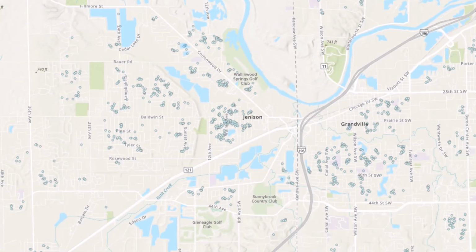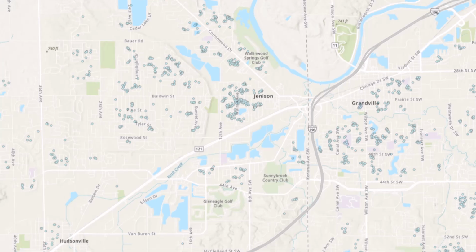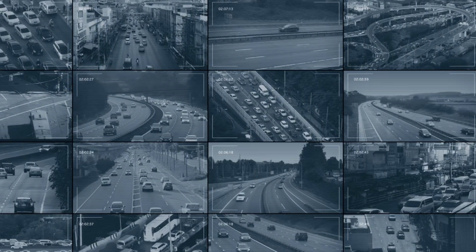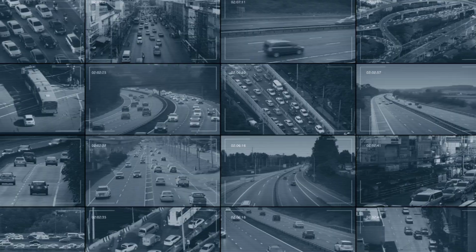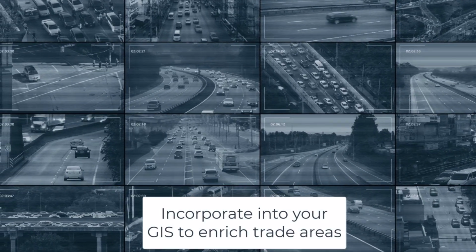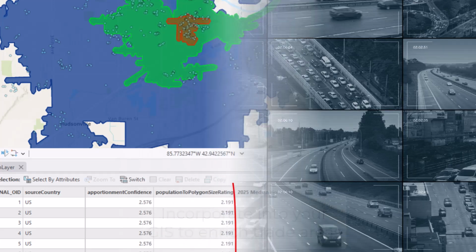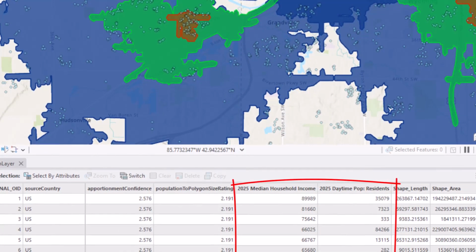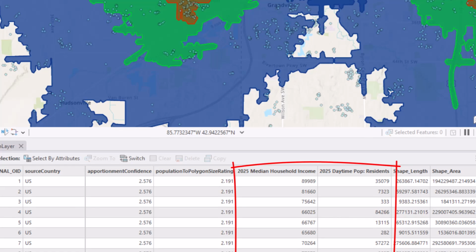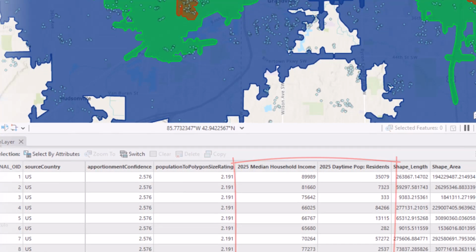Often internal organizational data, such as spatially referenced sales transactions, or external third-party data, such as live traffic feeds, can be incorporated within a GIS for efficient analysis to enrich trade area zones. The resulting trade area reports and map visualizations can provide location-based intelligence that informs business strategy.